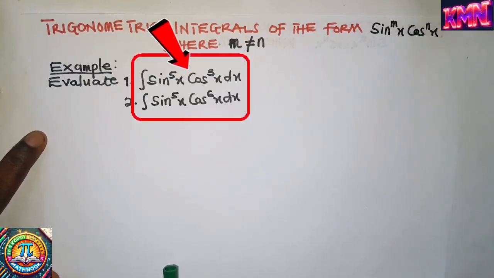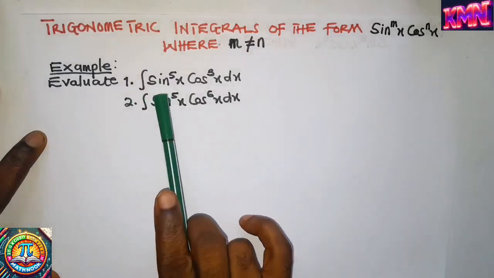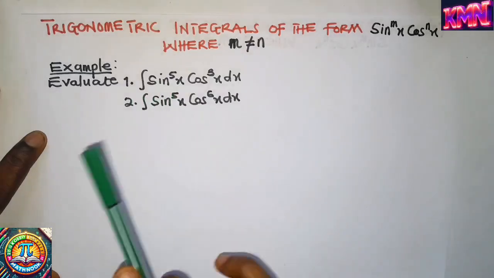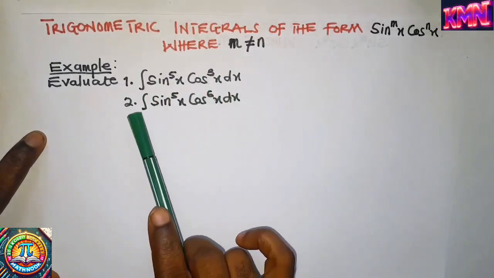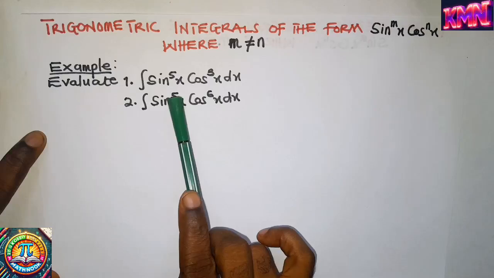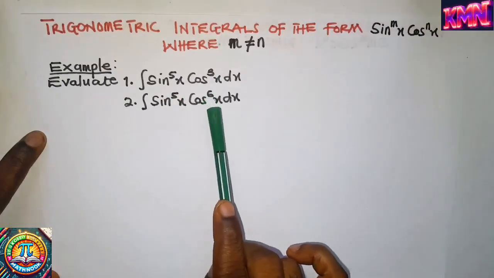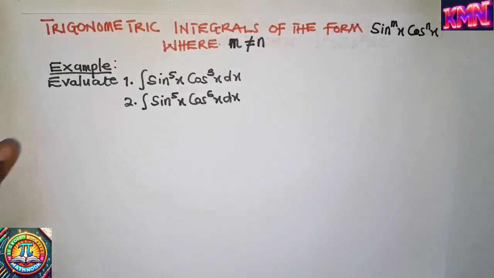It says evaluate the integral of sine power 5x cosine cube x dx and the integral of sine power 5x cosine power 6x dx. Let's solve.